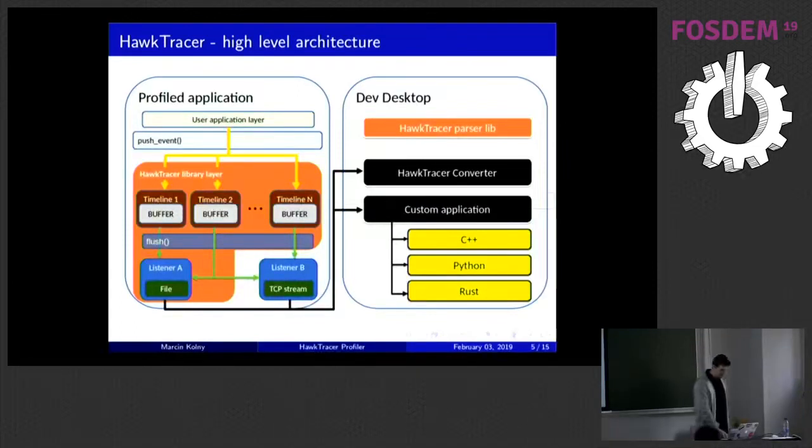As you can see, there's a user application layer. It's basically the application that is running on the device. And this application links to the HawkTracer library. HawkTracer library might have a bunch of timelines. The timelines are basically like buffers where the user sends events.